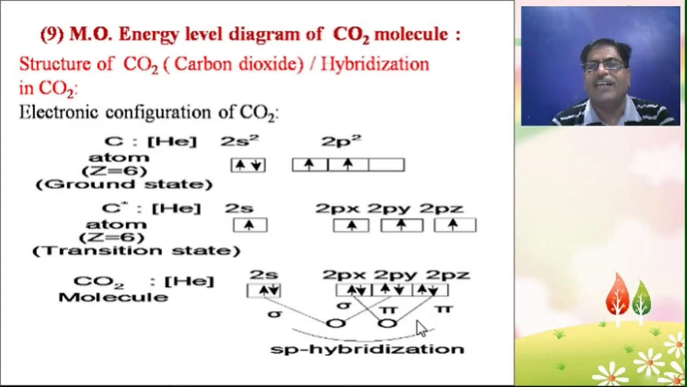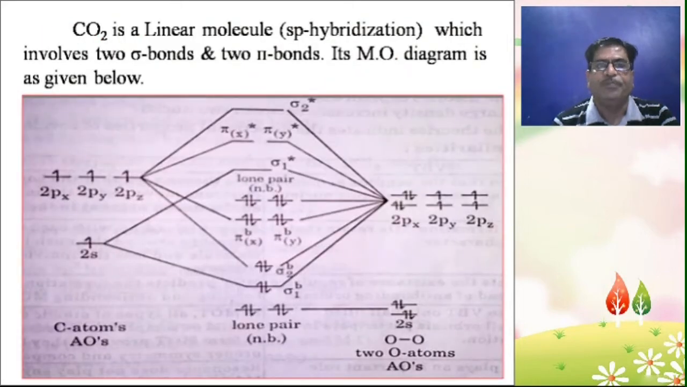A pi bond does not determine the geometry of any specific molecule. Its pi electron density is surrounded around the bond axis. Therefore, the pi bond is negligible for hybridization. So here it is sp hybridization. The CO2 molecule is linear due to sp hybridization, which involves 2 sigma bonds and 2 pi bonds. Its MO diagrams are given below.